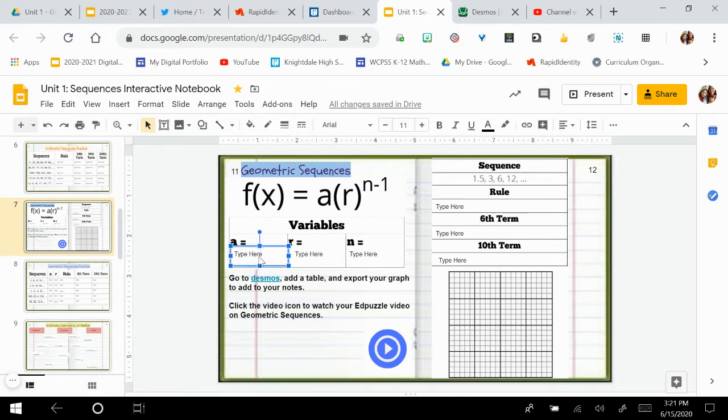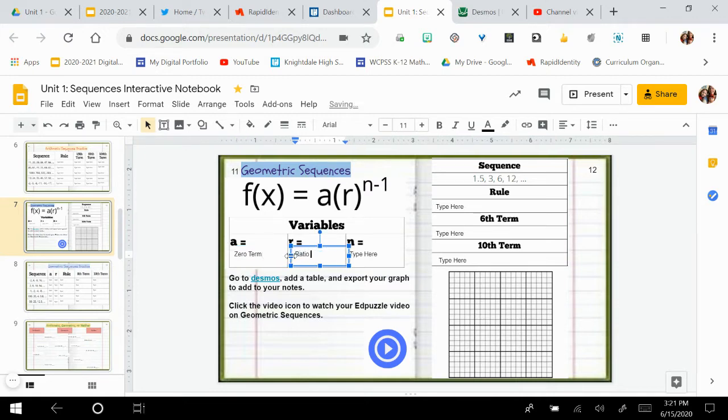So the a here is our zero term, okay? You always start with 0. Use the word 0 term, okay? r is our ratio. Essentially, that's your pattern, okay? And n is the term number.